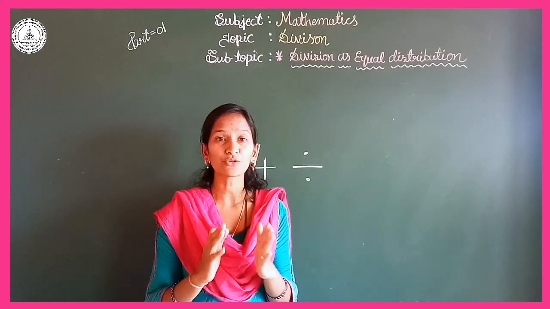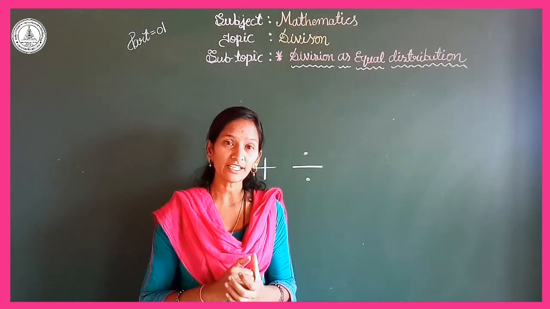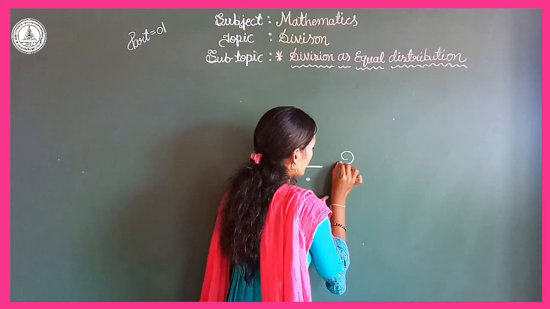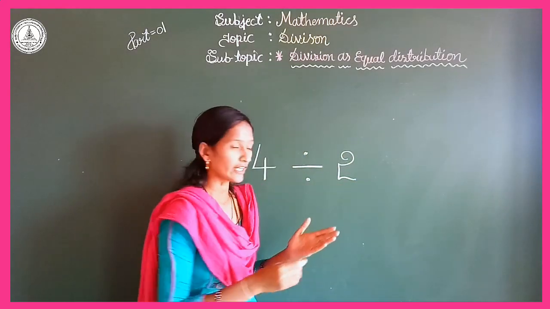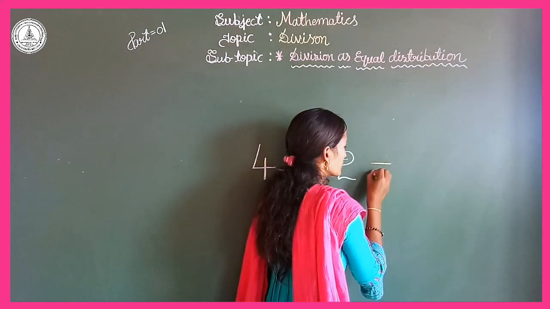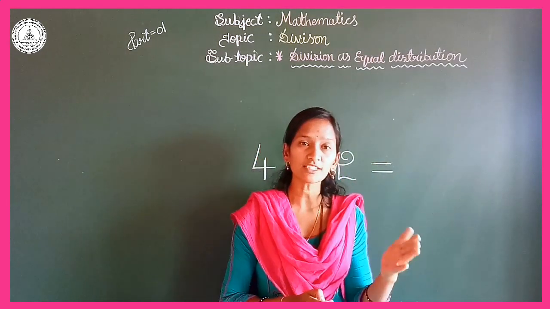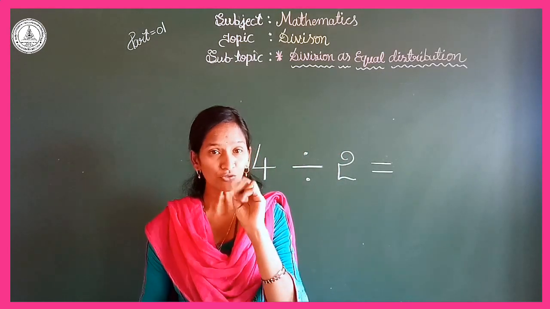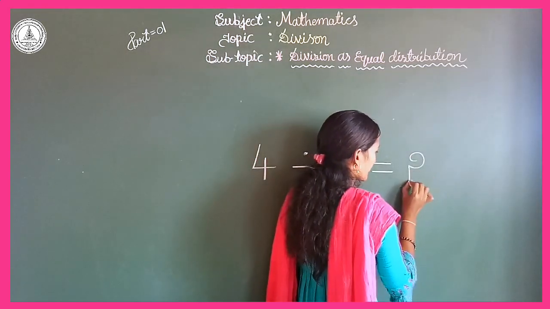After that you have to write down the number of children. How many are there? Yes, the total number of students is 2 here. So I am writing 2. Next you have to write down the equal to sign. See, how many flowers did each child get? Yes, each child got 2 flowers, right? So write down that 2 here.